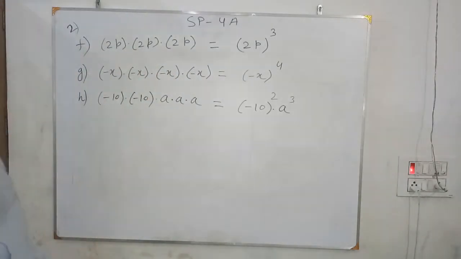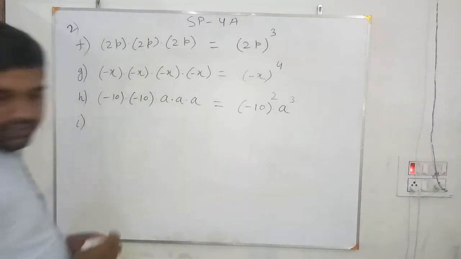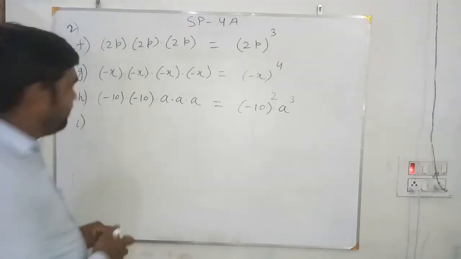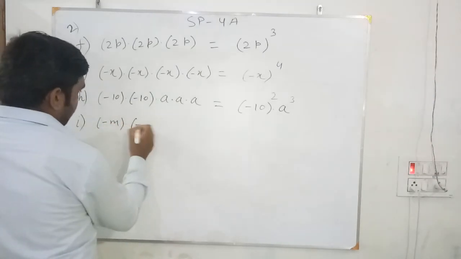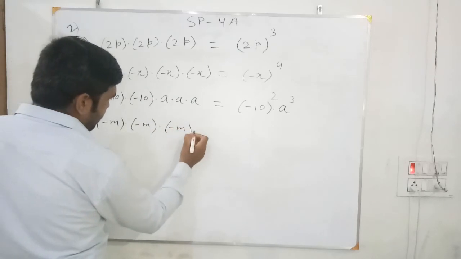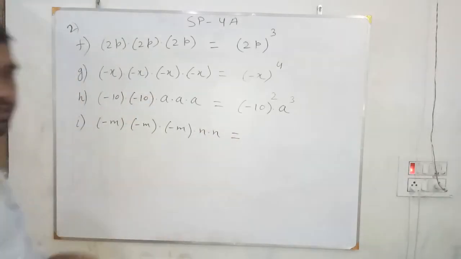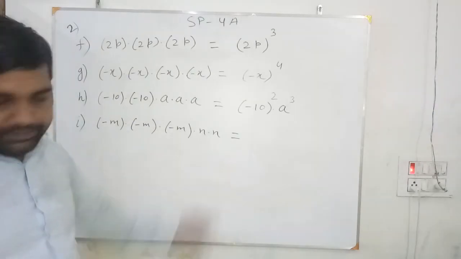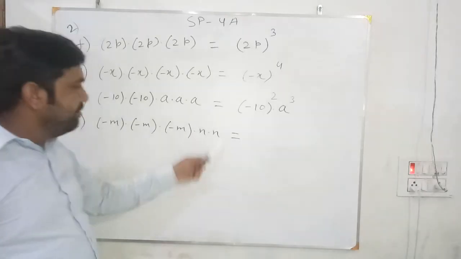So the next question is 2i. In 2i, minus m is multiplied by itself 3 times and n is multiplied 2 times: minus m times minus m, and n times n. In this question also there are 2 different bases, minus m and n.